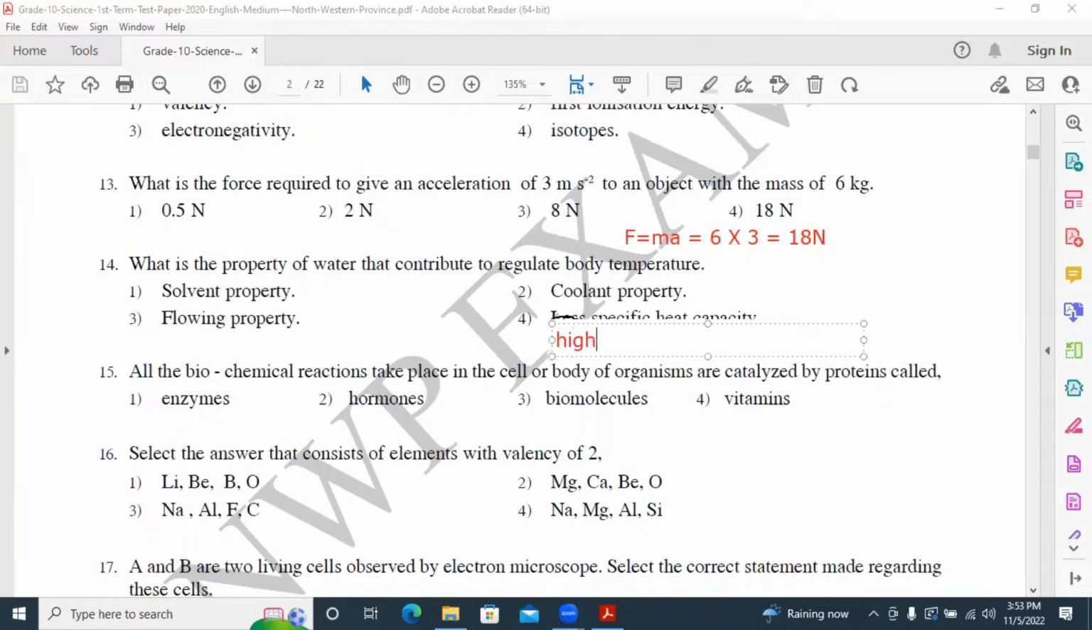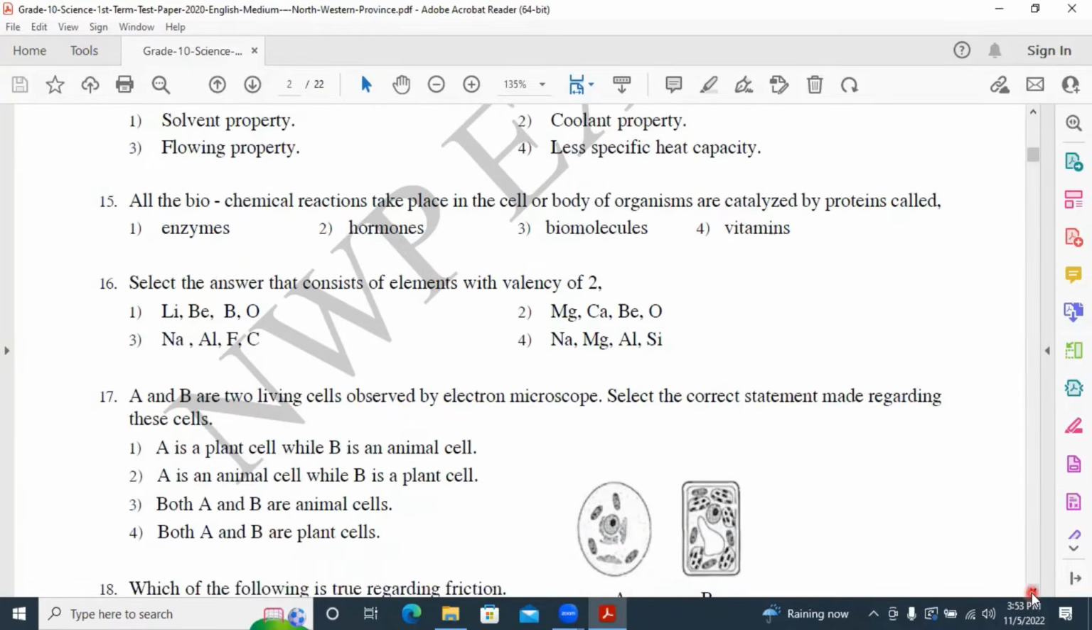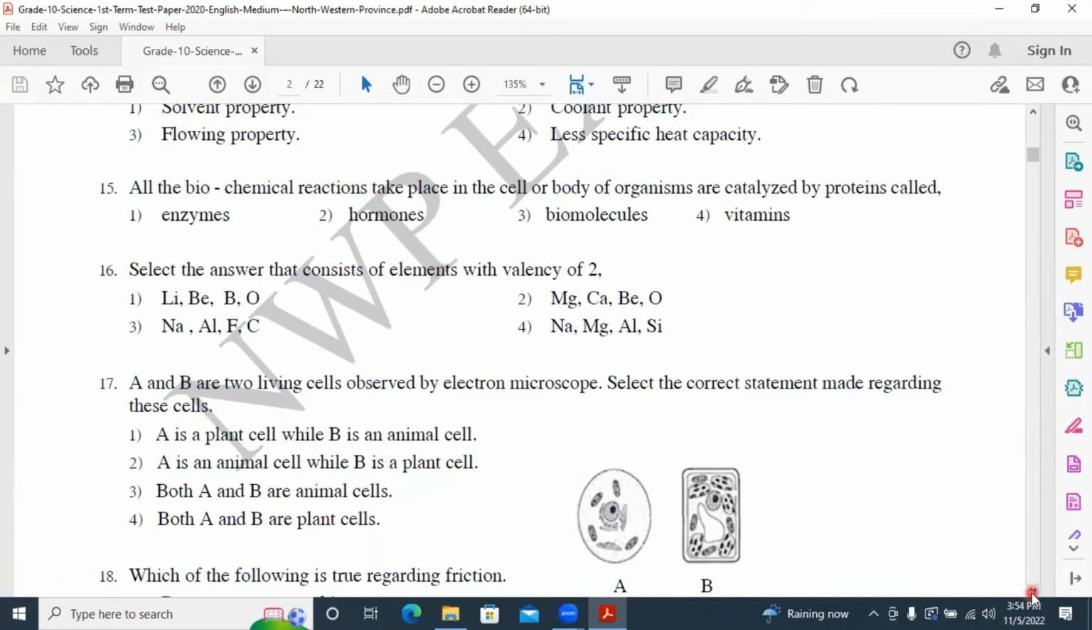So answer number 4 is the correct answer. That means to increase the temperature of water by 1 Celsius, we have to give high heat energy. 15th question. All the biochemical reactions that take place in the cell or body of organisms are catalyzed by proteins called enzymes. Answer number 1, enzymes.